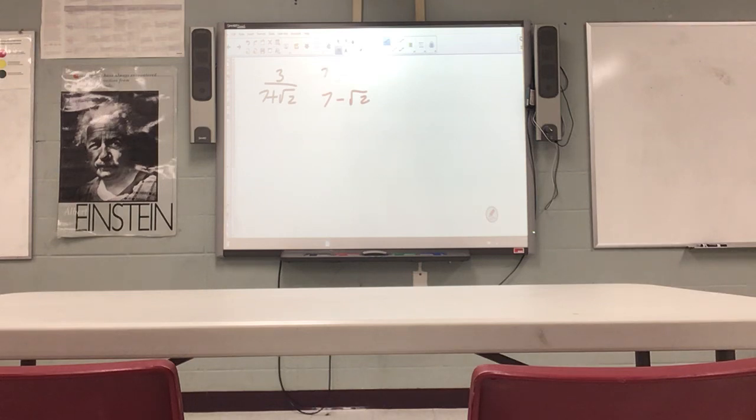So I got to multiply the top and the bottom by 7 minus the square root of 2.